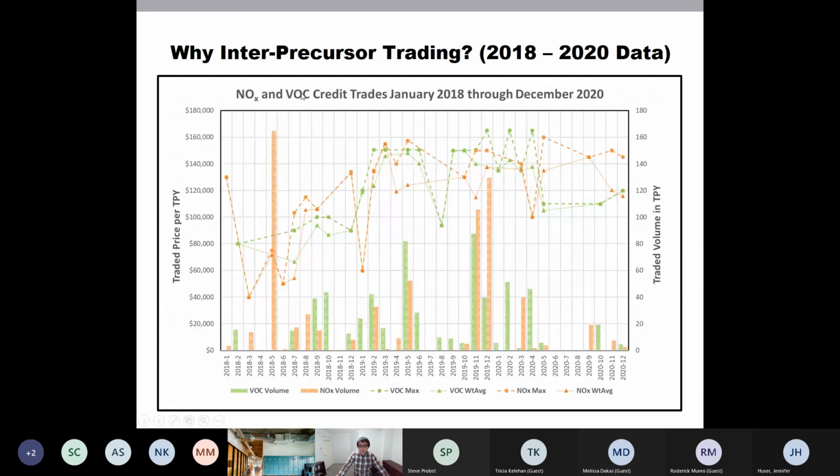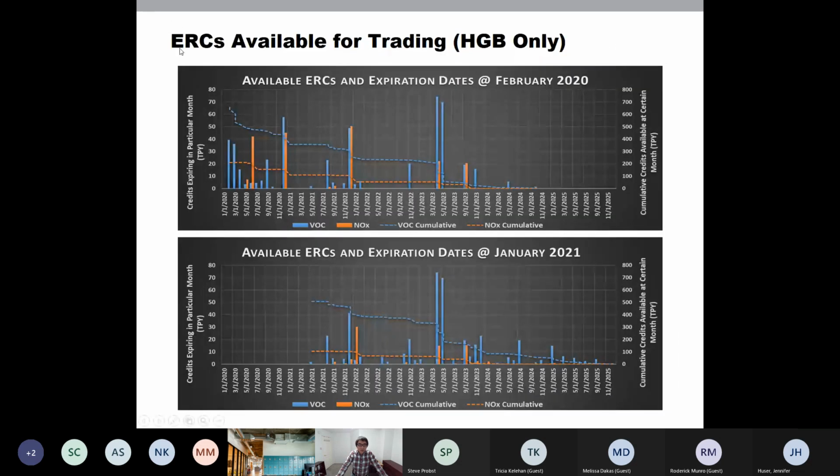So this is a zoomed in view of the trade price and the volume, and we can see a lot of trades going from 2018 through 2019, and last year the trading activity slowed down, but apparently maybe COVID plays a role in it, and we will see how this year, 2021, will look. And this slide shows all the available emission reduction credits and the expiration dates.